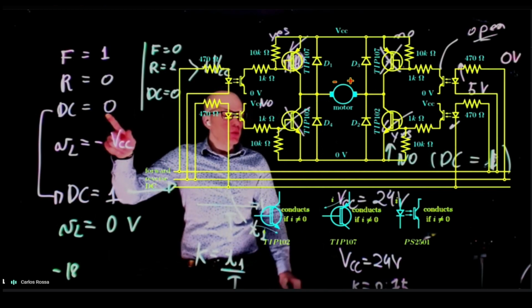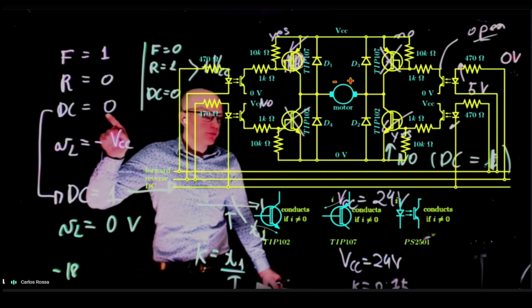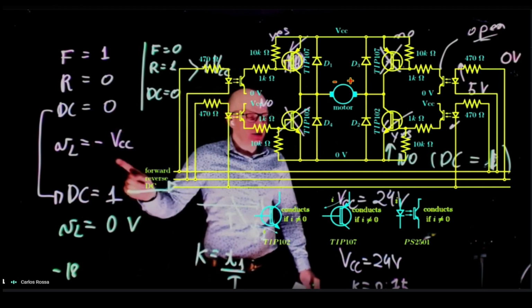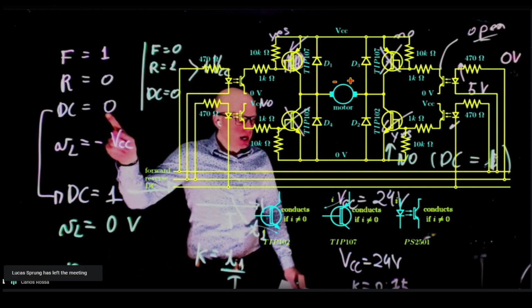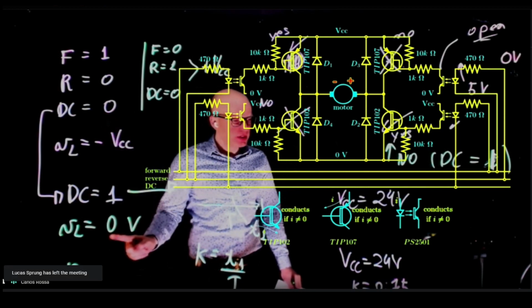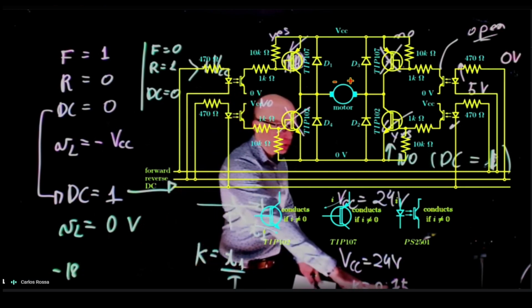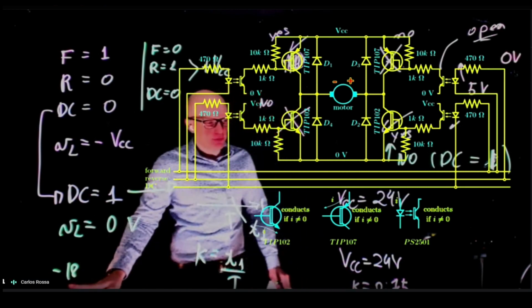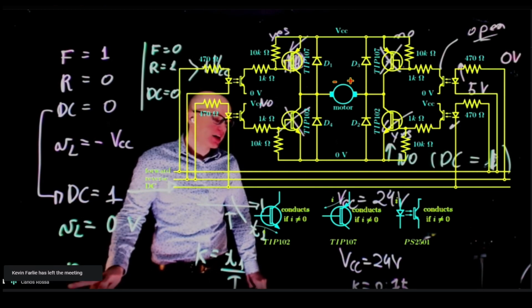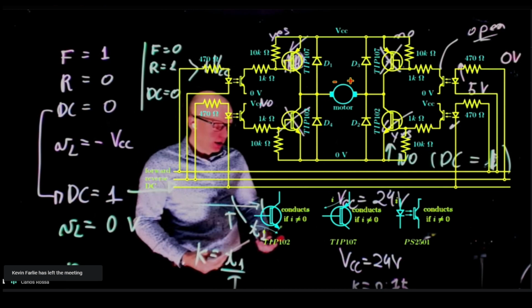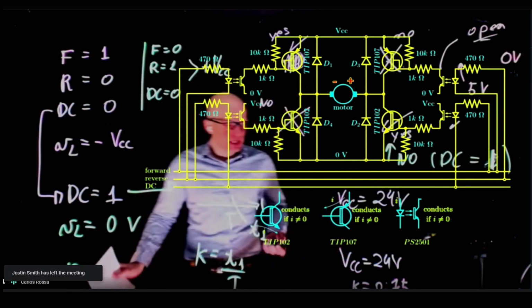If the duty cycle was 0%, the voltage across the load would be negative VCC. If the duty cycle was 100%, the voltage across the load would be 0, because it is reversed. So when you do 0.75 instead of negative 18, we actually have negative 6 volts. Your strategy to calculate this is correct, is valid.